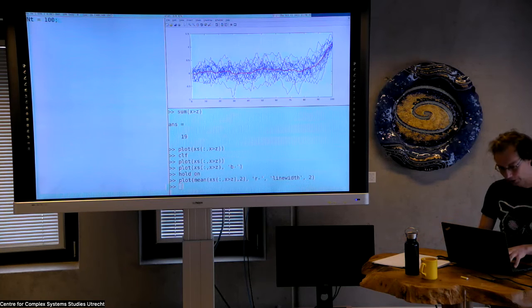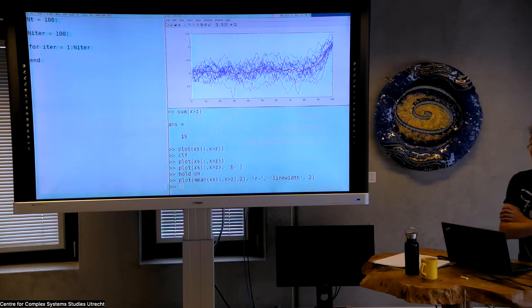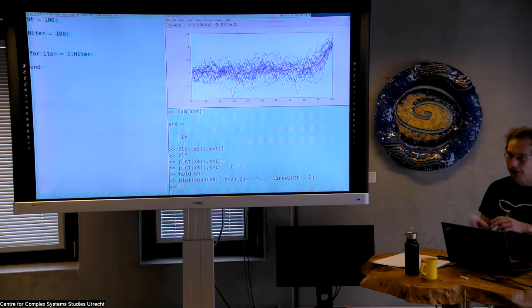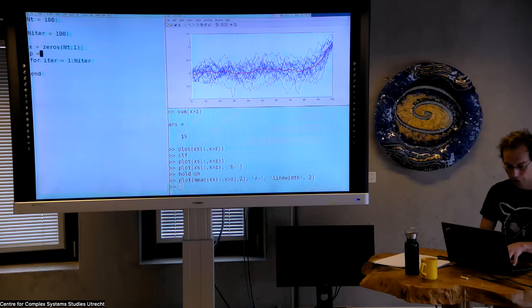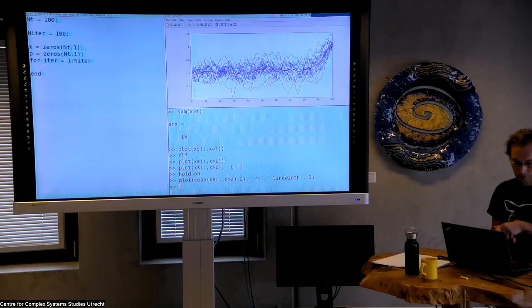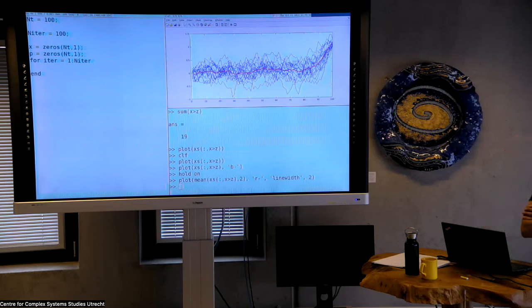So what do I need to do? Maybe a number of iterations, 100, and over these iterations, I have an x and a p, that's phi and theta, which are both trajectories, so they are nt sized. What kind of final condition does my theta need?